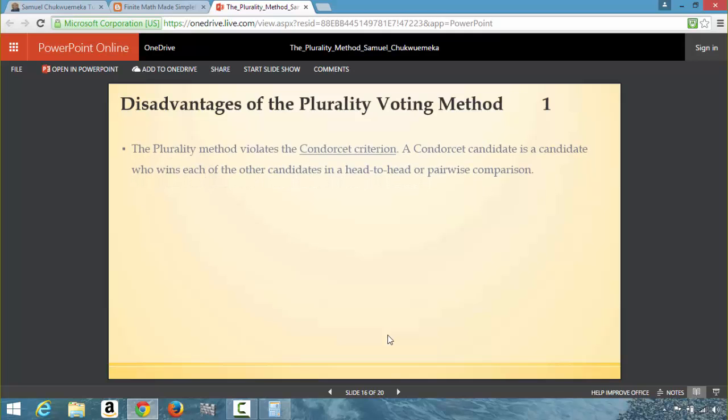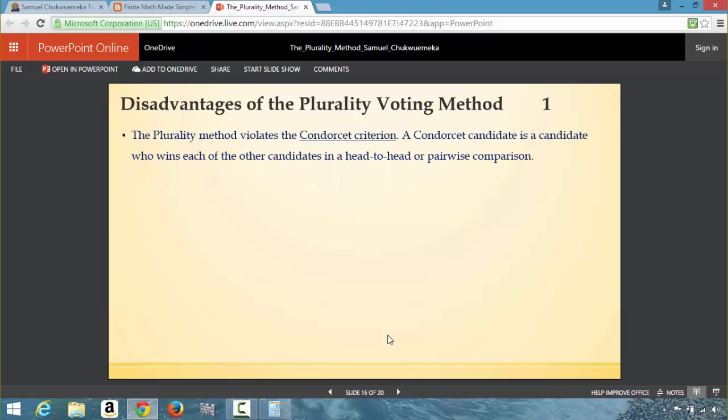Now let us look at the disadvantages. The plurality method violates the Condorcet criterion. We shall demonstrate this in part 6 of the video playlist. It will be good if you see how it is, then you will know what I'm talking about. This method violates it, and we shall prove that it violates that criterion. We talked about the Condorcet candidate, the candidate that will always win against every other candidate in a head-to-head comparison or in a pairwise comparison.